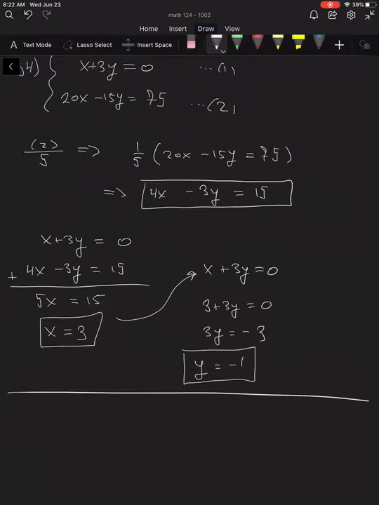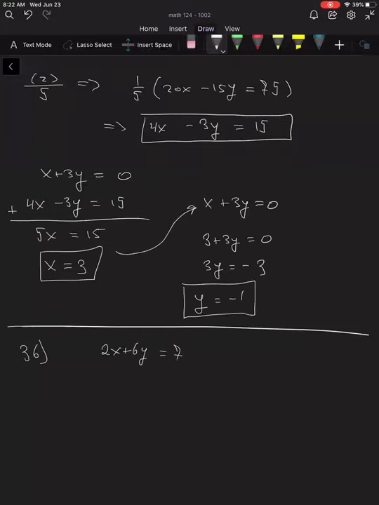Okay, how about 36? So what we have for this one is 2x plus 6y is equal to 7, 3x plus 9y is equal to 10. So this would be the first equation. Here's our second equation. So again, the things in front don't match, so we can't just add or subtract this. So we have to do something to make it so we can eliminate a variable.